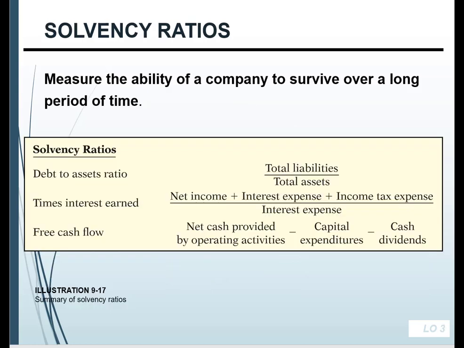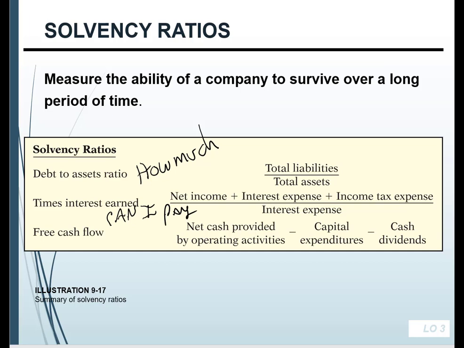The way I like to look at this, I think it's easier to understand, is that the debt to asset ratio tells us how much debt the company has. It's total liabilities divided by total assets. We'll talk about this a little bit more. The times interest earned number says, can I pay? The free cash flow number gives us similar information.